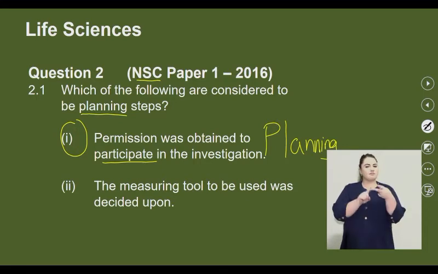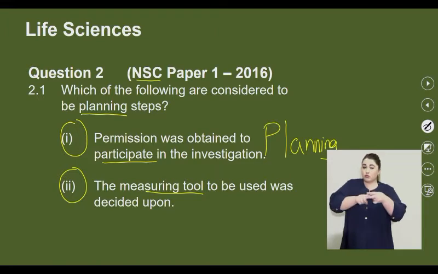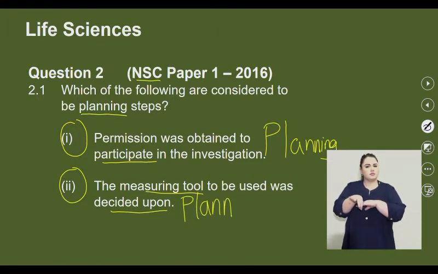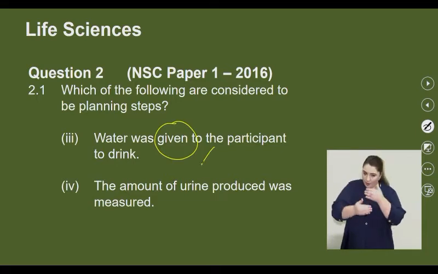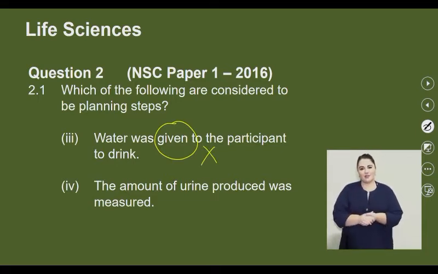What about the next one? Is this planning? The measuring tool to be used was decided upon. Definitely, this is also included in what we call the planning steps. Let's look at some other options. Are they planning? Water was given to the participant. Is that planning? No, it is in the process. It's not planning. It is actually part of the experiment. The amount of urine produced was measured. Now, this was part of the experiment, so it's not part of planning.